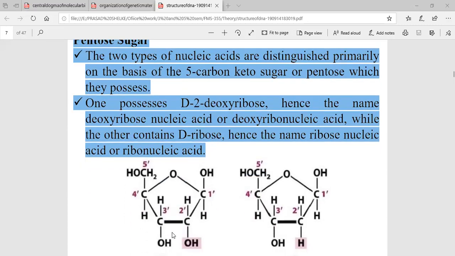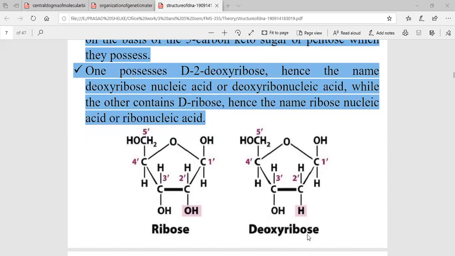Then another one is the pentose sugar. This is the molecular formula of the pentose sugar. This is generally a pentose ring, and you can see here that one oxygen is less in the deoxyribose sugar, and there is an oxygen present in the ribose sugar. That is the basic difference between DNA and RNA. In DNA deoxyribose sugar is present, and in RNA ribose sugar is there. So this is the basic difference between DNA and RNA.